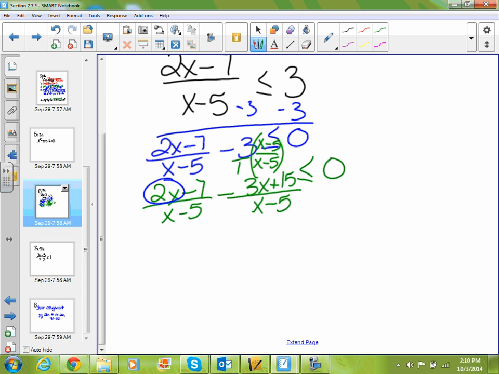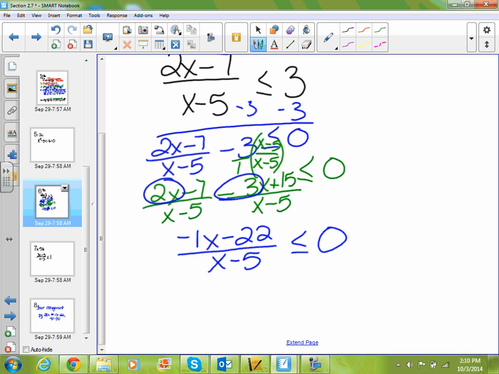So 2x minus 3x gives me negative 1x. And negative 7 minus 15 gives me negative 22. All over x minus 5. We subtract them just as if it were like having numbers. So I'll get a final comparison there of negative 1x minus 22 over x minus 5.